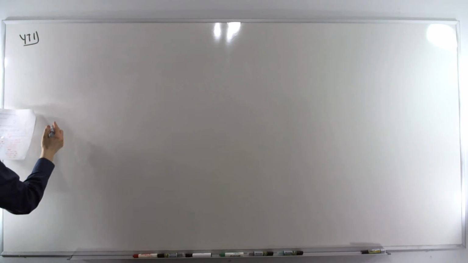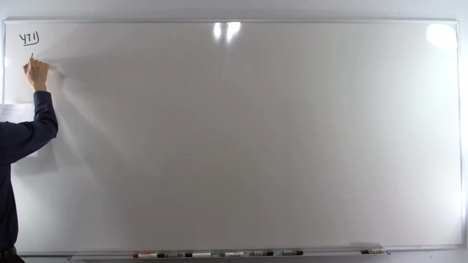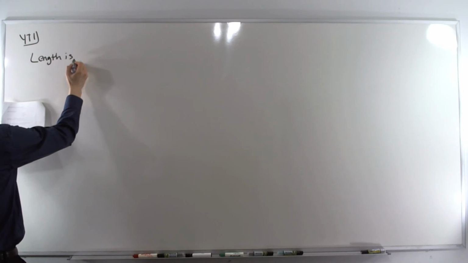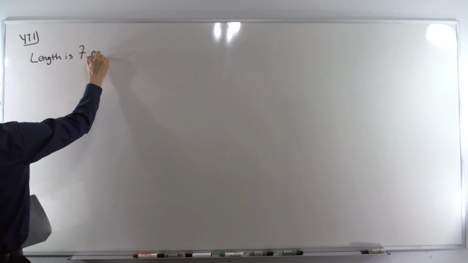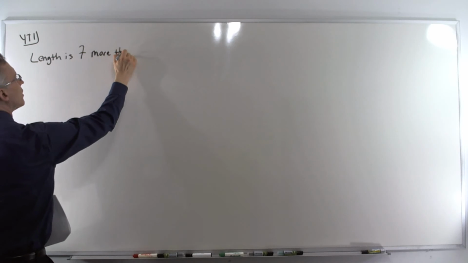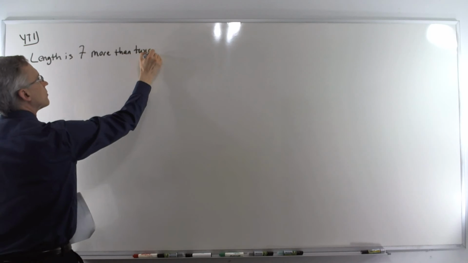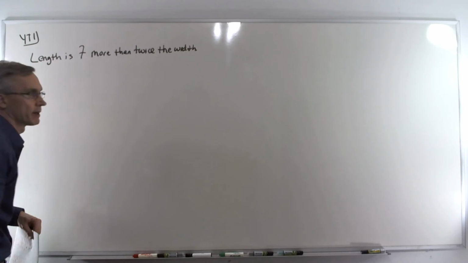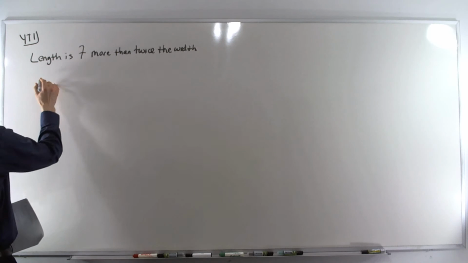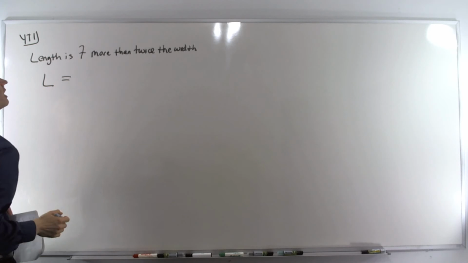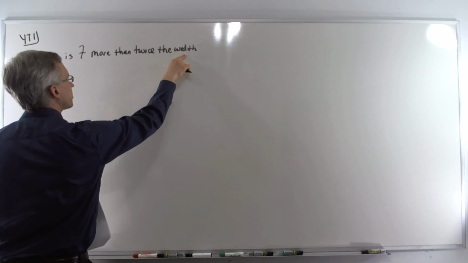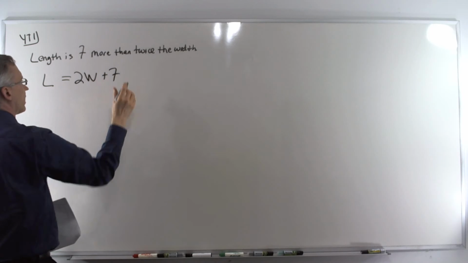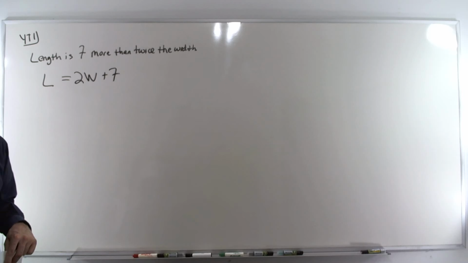For your turn number 1, we've got the length is 7 more than twice the width. So let's start by translating this. We've got L for length equals twice the width, that's 2 times the width, or 2W, and is 7 more than that. So add 7 on the end. L equals 2W plus 7.